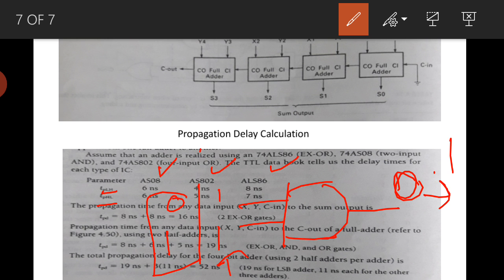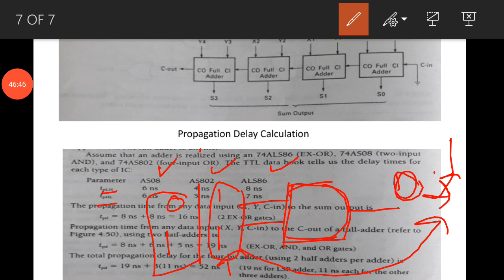So how much time will it take when I give 1 1, how much time will it take to go from 0 to 1? From when I give 1 1, at what time will it become 1? That we call a propagation delay. Each gate's delay is given in the data sheet of each IC. Each gate takes some transition time from input to output.